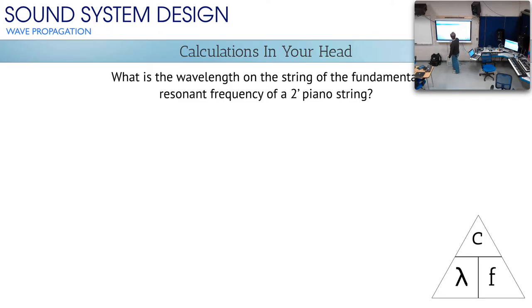Okay, so what is the wavelength on the string of the fundamental resonant frequency of a 2-foot piano string? So this is a string on a piano, so that'd be fixed at each end. Okay, and I'm going to vibrate that. It's a 2-foot string, and when I pluck it, it will generate some sort of frequency. And that frequency will have a wavelength of what?